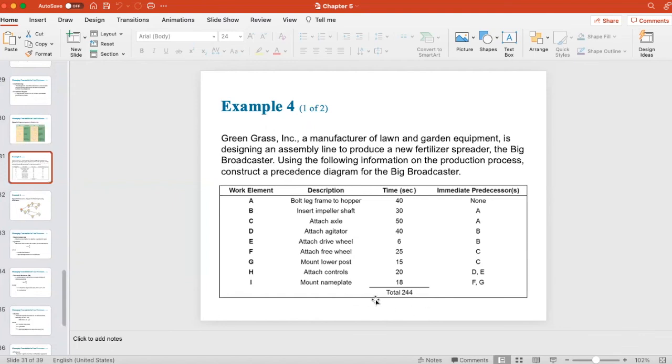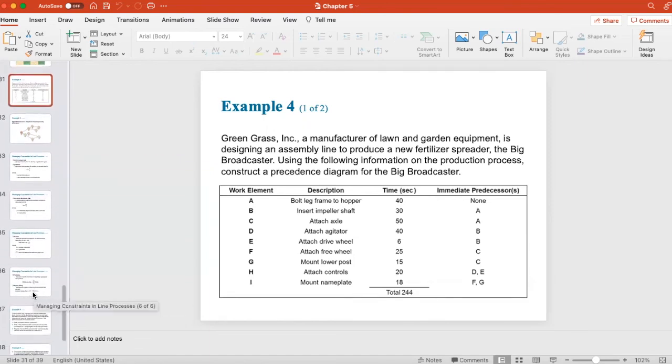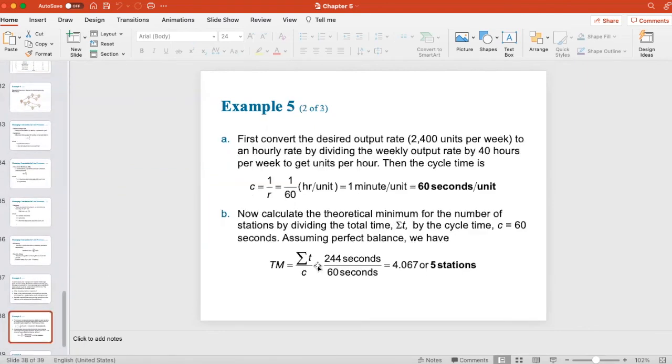Now, we know that the total amount of time that we need is 244 seconds. This is the required amount. And for every workstation, the maximum amount that we can use is 60 seconds. Then how many workstations do we need to build? Very simple. We directly use 244 seconds over 60 seconds, which gives you 4.067. However, since this is the number of workstations, we need to round up to 5 stations. So theoretically, the minimum number of workstations that we need is 5 stations.